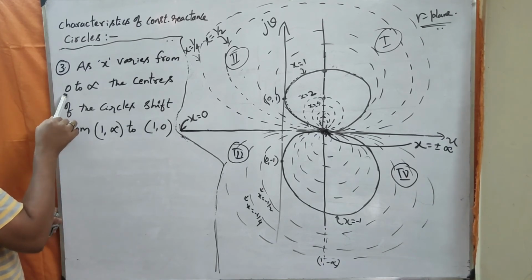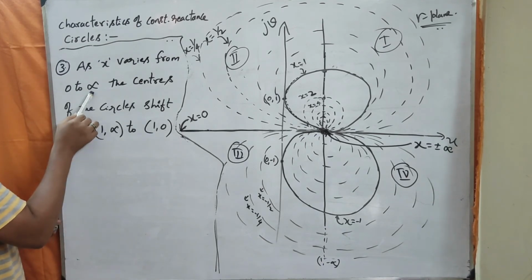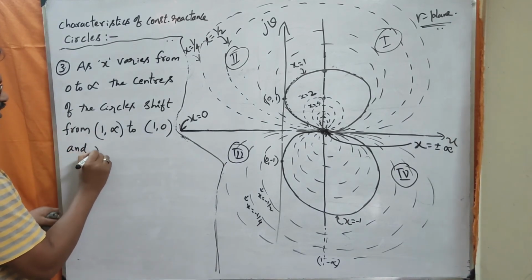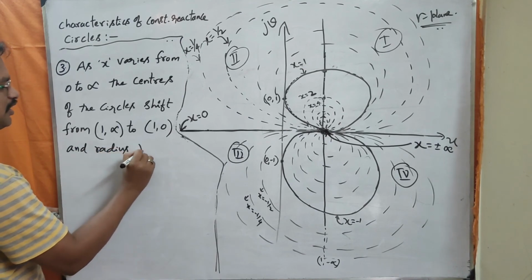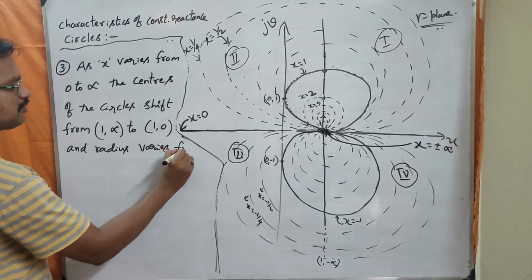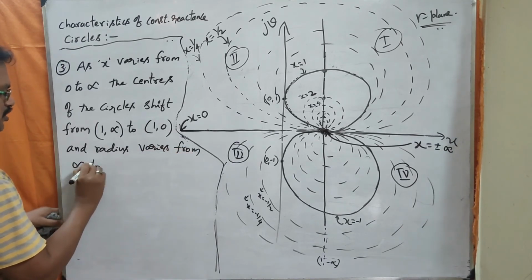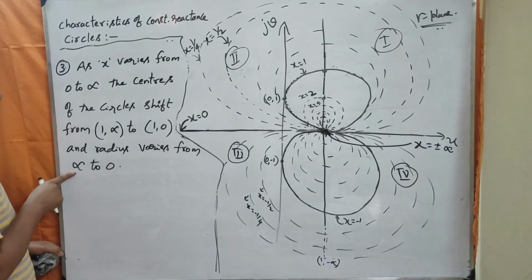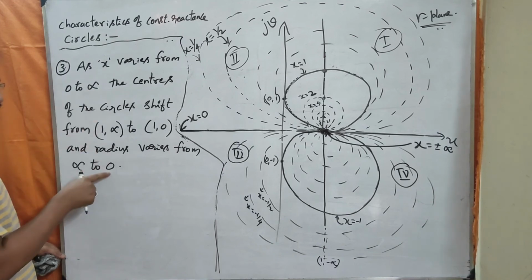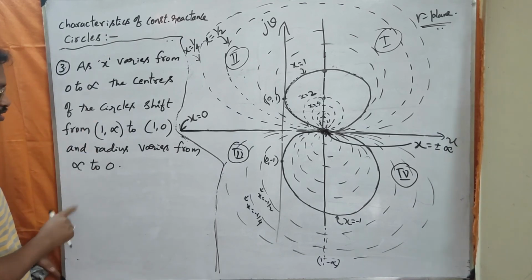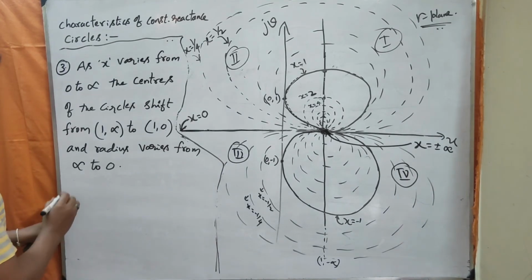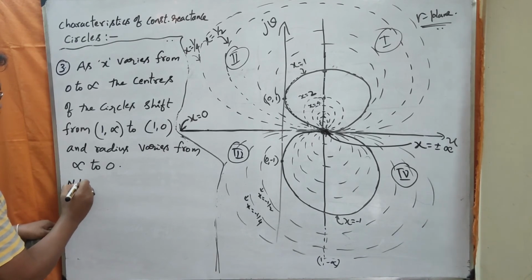So at x is equal to 0, the center will be at 1 comma infinity, and at x is equal to infinity, the center will be at 1 comma 0. And the radius varies from infinity to 0. When x is equal to 0, the radius will be infinity, and when x is equal to infinity, the radius will be 0. Understood? Okay. So here we will write a note. In this note, we will write for negative reactance circles.